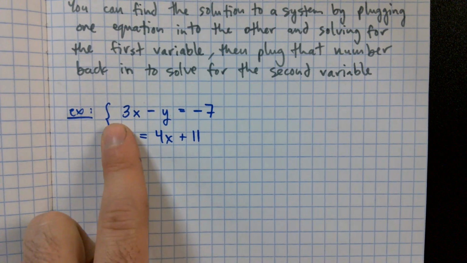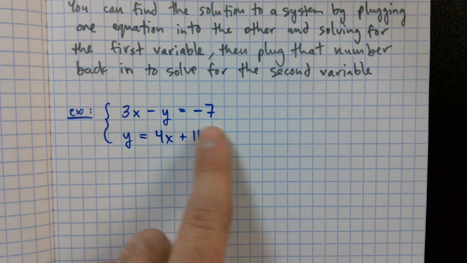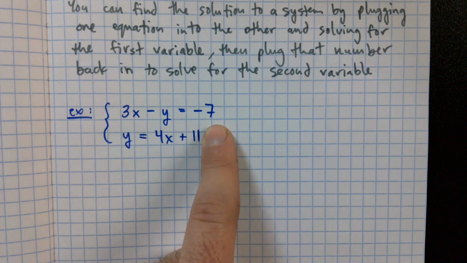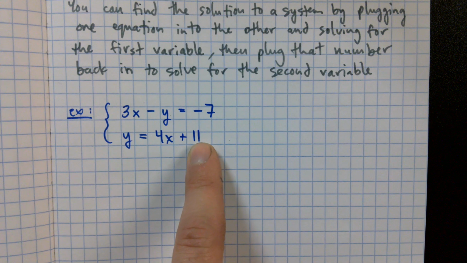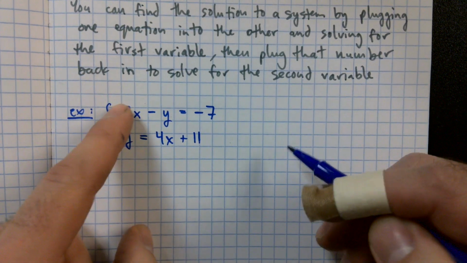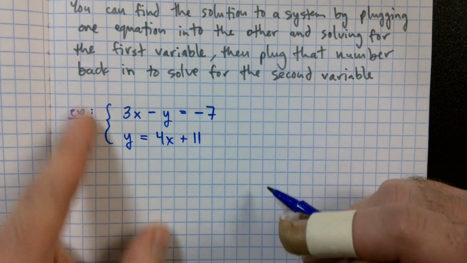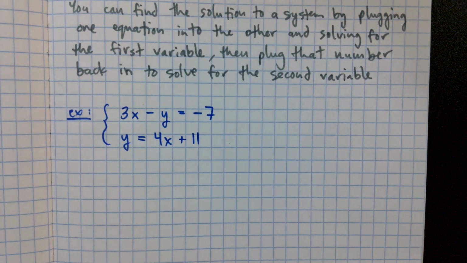We've got equation A, 3x minus y equals negative 7. What form is this equation written in again? Standard, beautiful. And then y is equal to 4x plus 11 is written in? Slope-intercept. Good. Now, one of these equations needs to get plugged into the other. Take 30 seconds and talk with your group as to what you think we should do with these two equations. Go ahead.